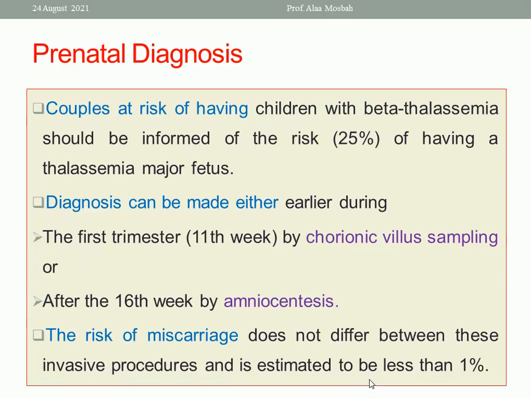genetic study and the chromosomal study, or after 16 weeks by amniocentesis, for taking fetal cells and studying the chromosomes, doing karyotyping and the genetic study, and diagnosing if the baby has thalassemia or not. Is there any risk of miscarriage in these procedures, chorionic villus sampling and amniocentesis? Very rare complication as a miscarriage, less than 1% post procedure.